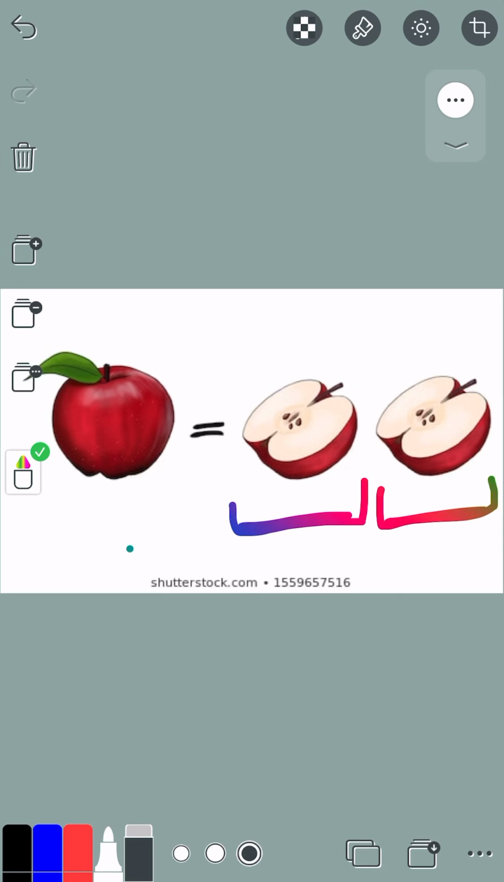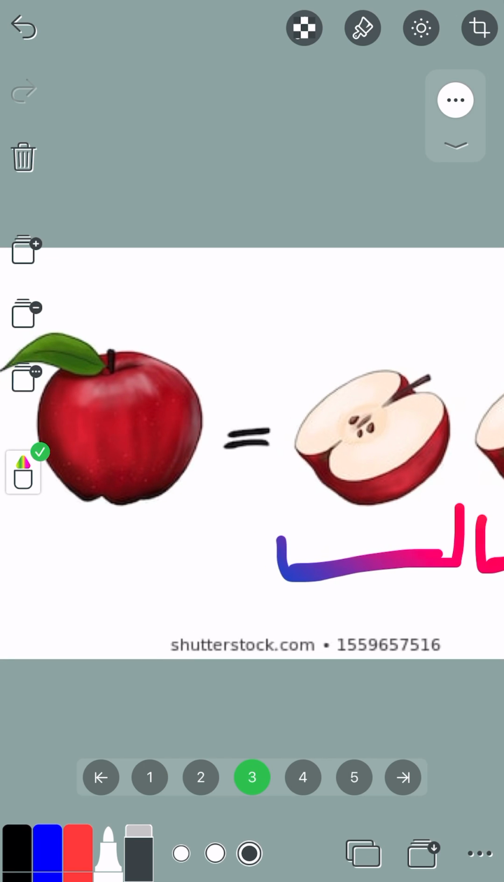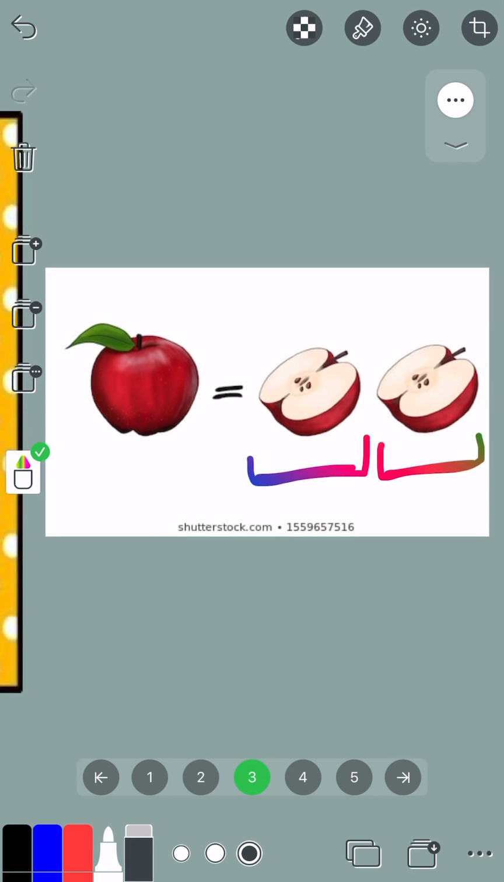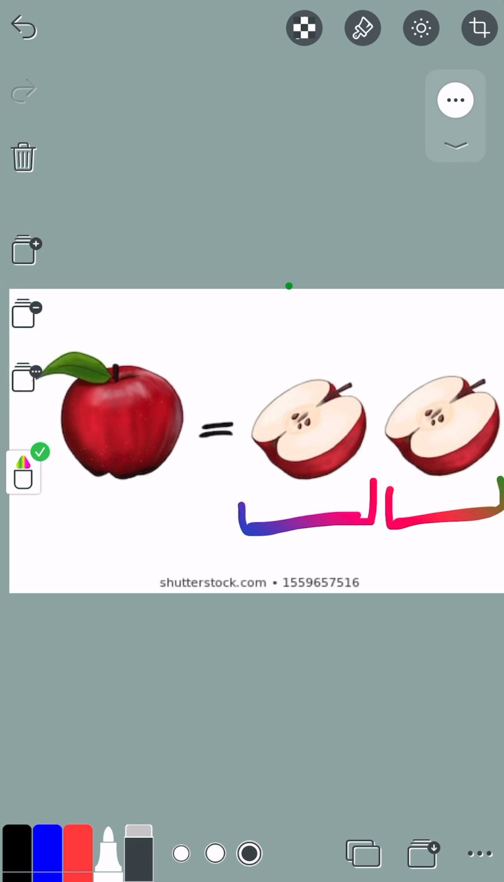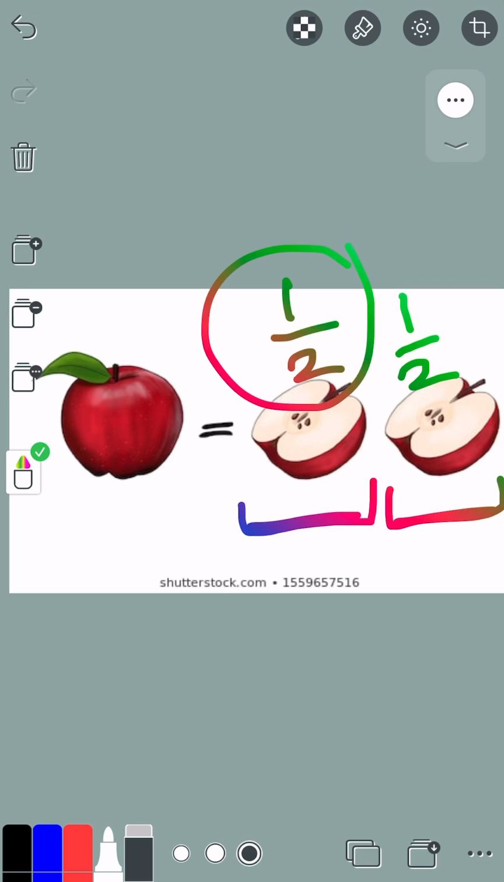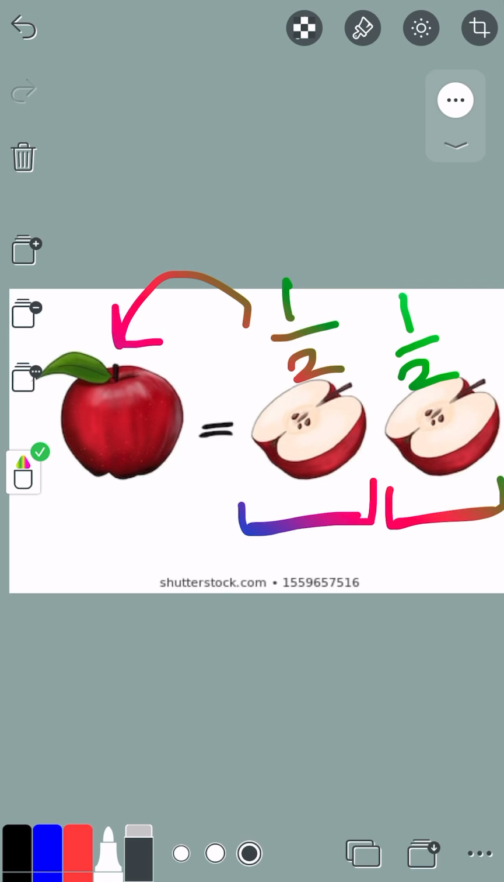So if I have this apple and I want to cut it into two equal parts, we call each part a half. We write half as 1/2, with a line in the middle, and we call this a fraction. So basically a fraction means a part of a whole something.